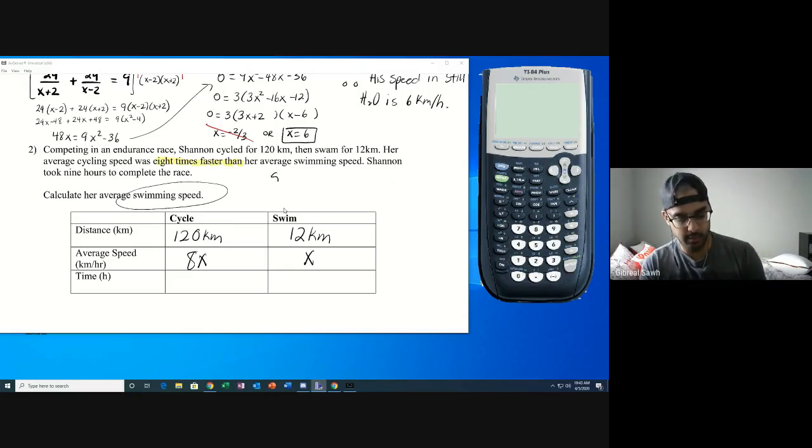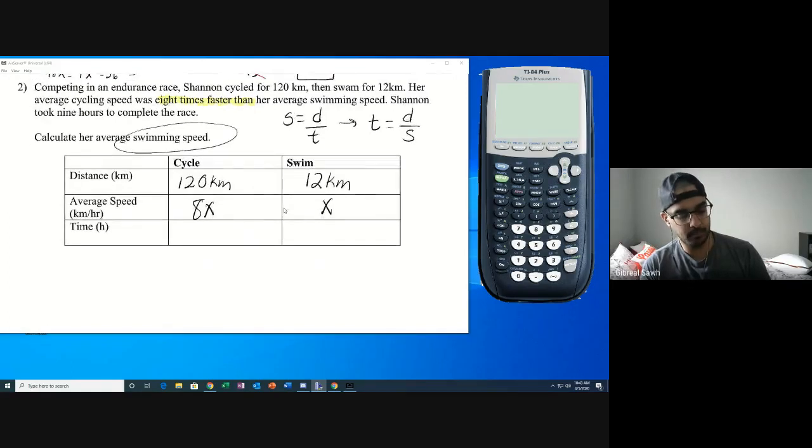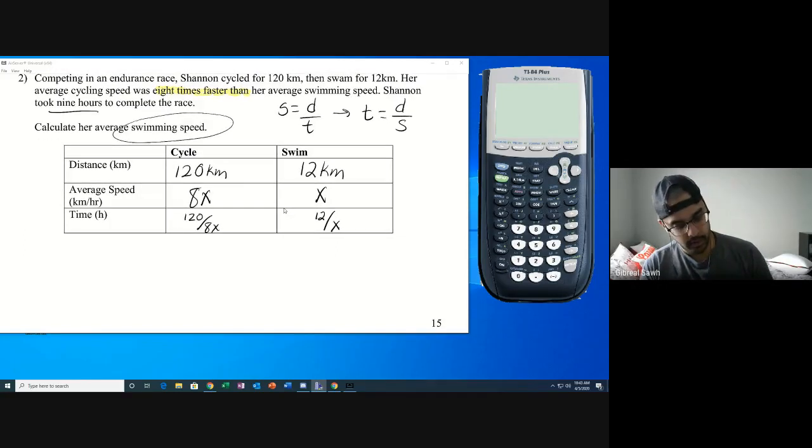Again, we still have that relationship between speed, distance, and time. Speed is equal to distance divided by time. That means when you rearrange that formula, time is equal to distance divided by speed. Very similar to the one before. So our time is going to be distance over speed and distance over speed. We are told again what the total time to complete that race is. So very similar to the one we just did above. So 120 over 8x plus 12 over x in total should equal 9.